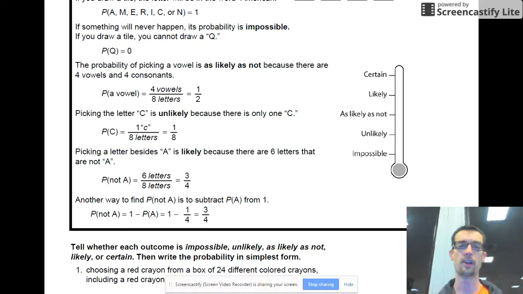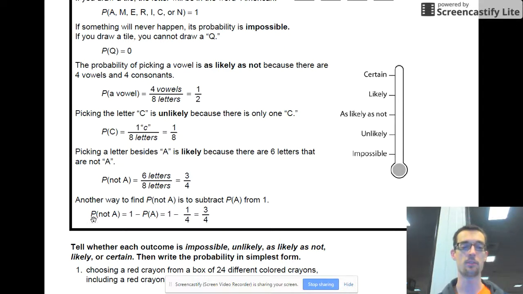And another way of finding the probability of something not happening is subtracting the probability of it happening from 1. So for example, if there's a 20% chance of snow tomorrow, which probably isn't where you guys are, but it probably is where I am right now. Anyways, if there's a 20% chance of snow tomorrow, then that's the same thing as saying that there's a 1 minus 20%, or 80% chance of there not being snow.